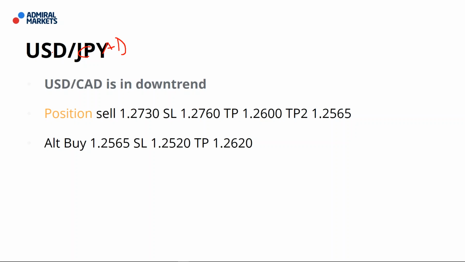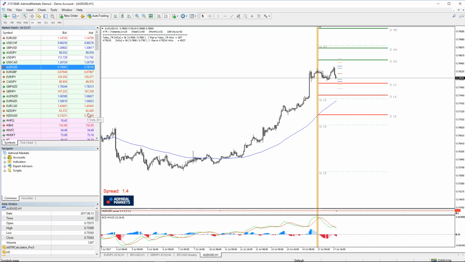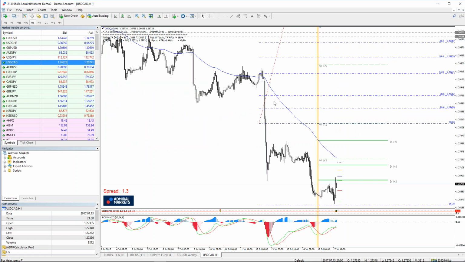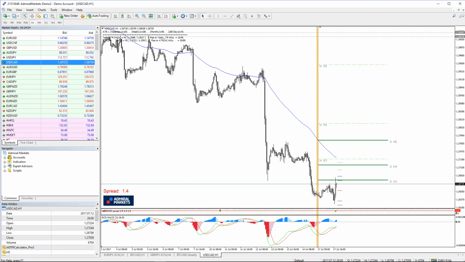If you read my analysis, you know that I was a bit bearish on dollar CAD. And if you followed my previous dollar CAD analysis, you know that it brought a lot of pips. If you followed the POC rejection, you can find the analysis on the Admiral Markets website. So 27.30 is a sell position. And why? Because of this, it's very, very obvious.